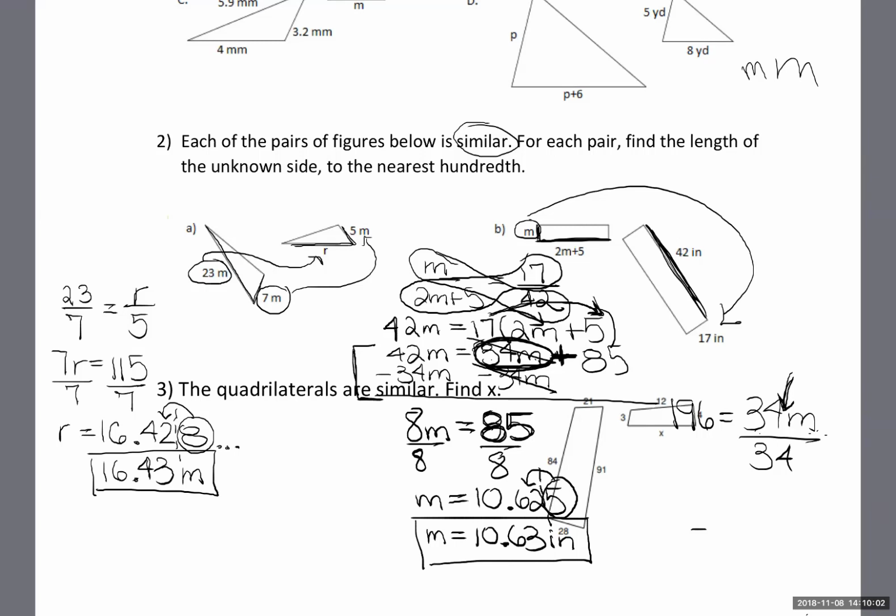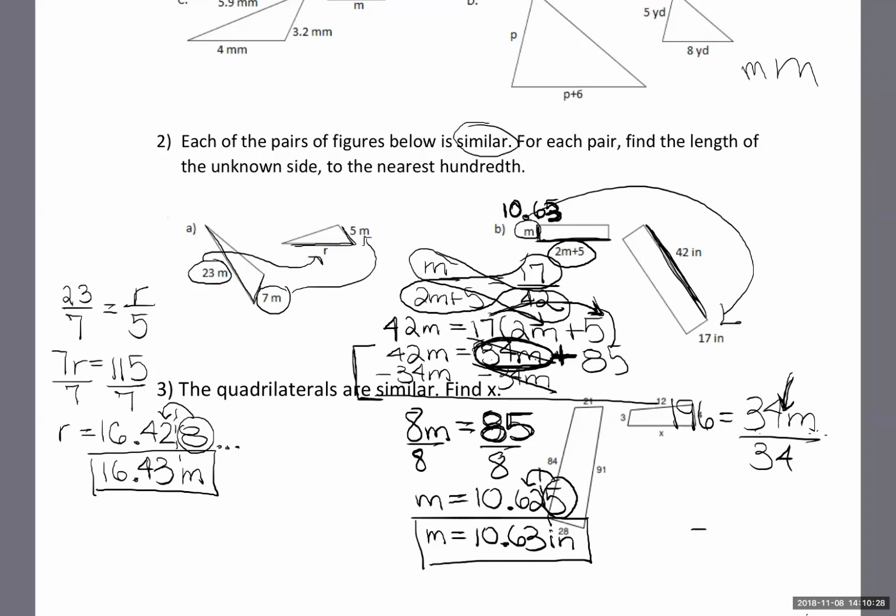m is not my only unknown, is it? No. I have another side I don't know: 2m plus 5. And students just throw up their hands. How in the world am I going to figure out 2m plus 5? And I'm like, y'all, you know what m is. m is not a mystery. You just figured out what m is. What is m? 10.63.